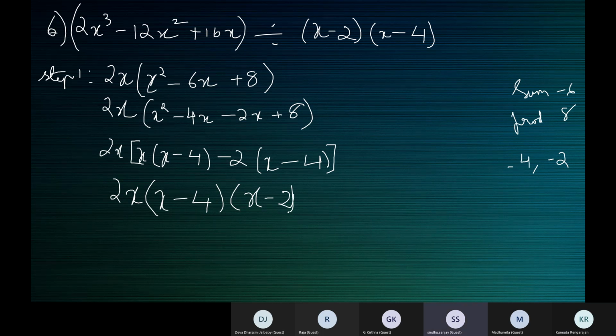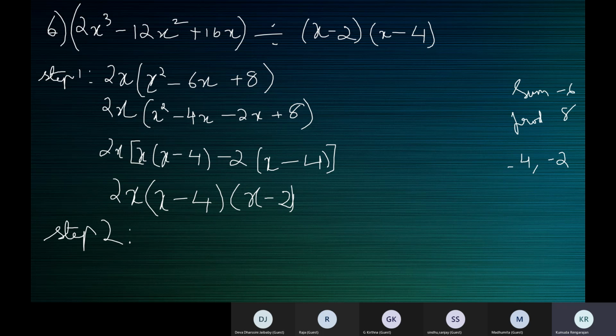Ma'am, step 2 we have to divide them. Step 2. What can be done with the denominator? Ma'am, the denominator remains the same. Yes. Nothing. So the denominator x minus 2 into x minus 4 as it is. You can already see the factors x minus 2 and x minus 4, so you don't have to do anything with the denominator.